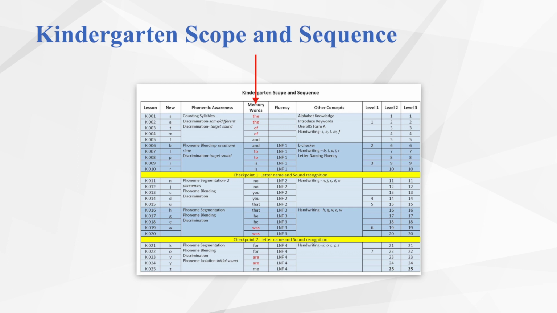For example, the word "and" is not decodable at the time it is taught, since students have not learned the sounds for N and D. Once students learn these sounds, then the word will be decodable for them.